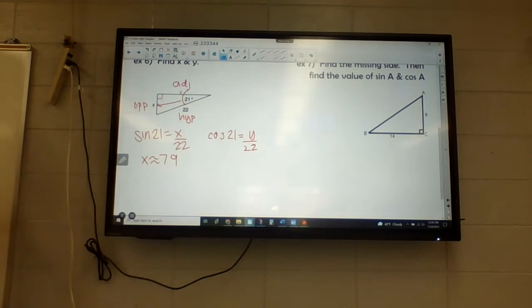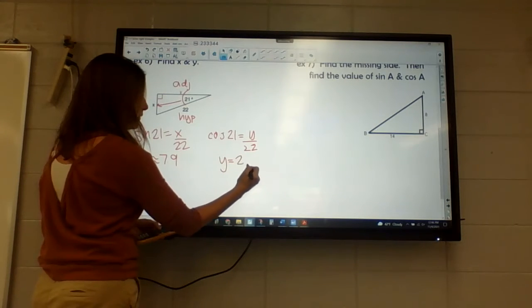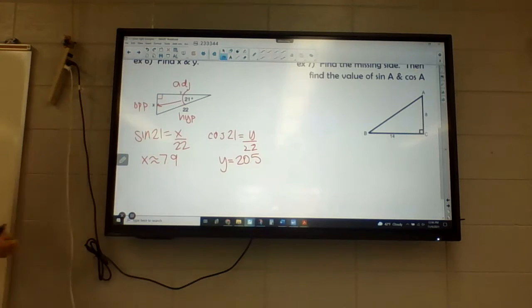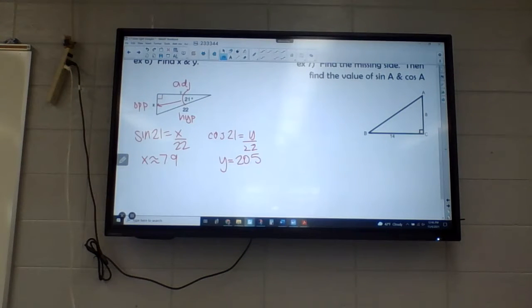I get 7.9 for my x. And my y is 20.5. And again, take a minute to make sure that it makes sense with our drawing, that you're not surprised that you got some crazy number that doesn't make sense for the drawing.